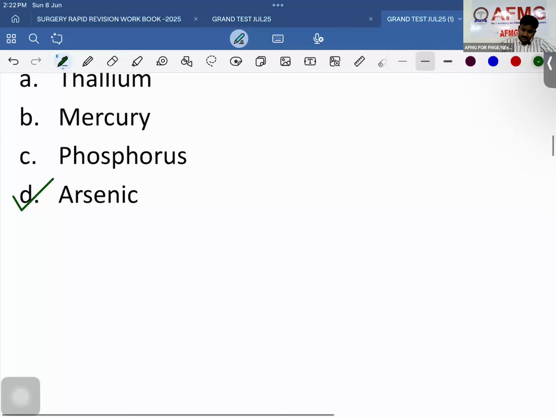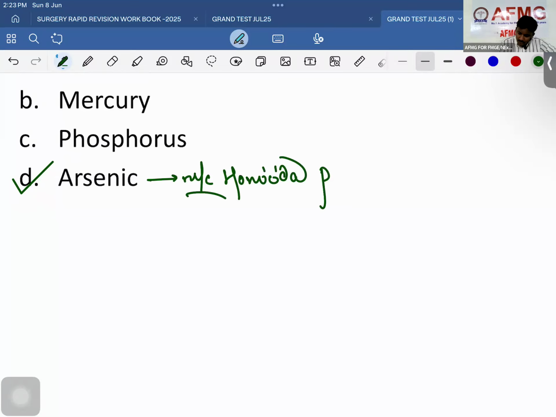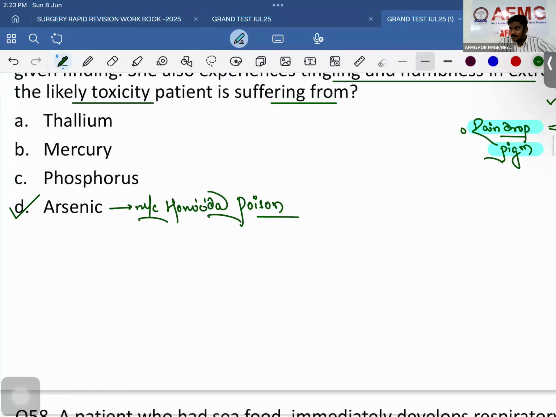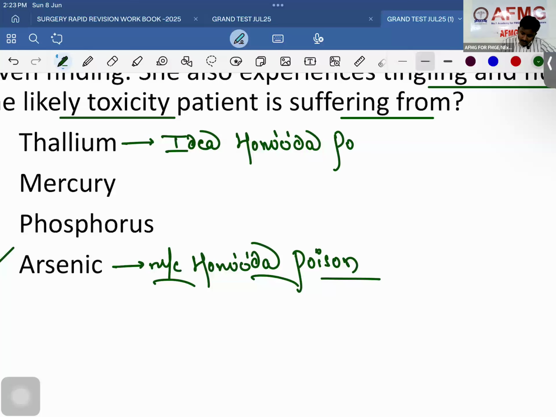We know that arsenic is a homicidal poison or a suicidal poison. It is the most common homicidal poison. Why is it the most common homicidal poison used? Because it resembles a natural death. Arsenic toxicity resembles a natural death, therefore it is used as the most common homicidal poison to kill someone. The ideal homicidal poison is always thallium. So thallium is considered the ideal homicidal poison. That is what is important to be remembered.